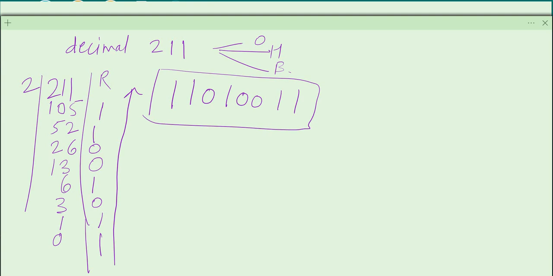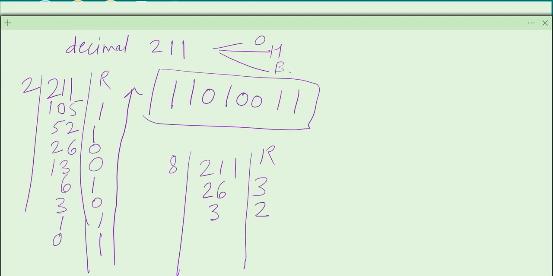Now let's convert the same number into octal. 211 divided by 8: 8 3s are 24, 8 6s are 48, 51, so 3 will be the remainder, and 26. 8 3s are 24, so 2 will be the remainder, and 3. Then 0 and 3. So the number becomes 323 in octal form.